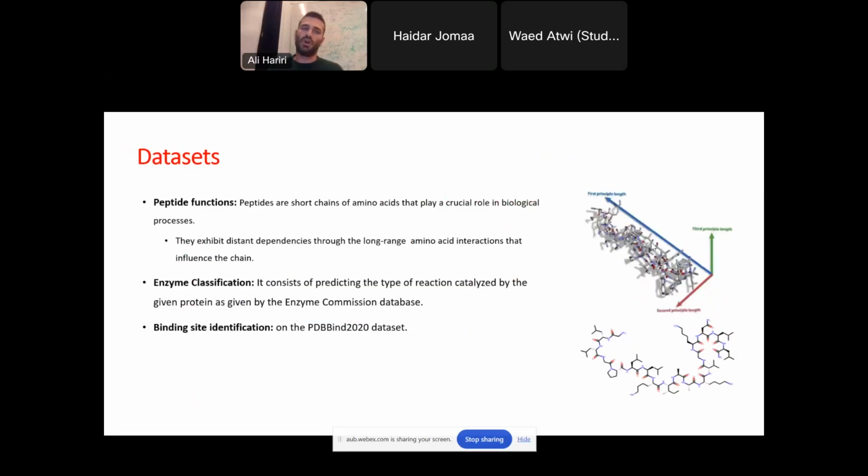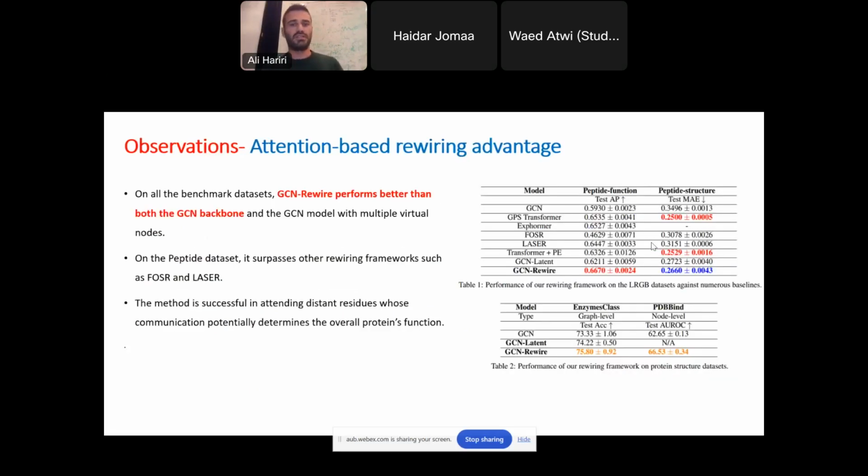This was applied on some peptide datasets, an enzyme classification dataset, and a binding site identification dataset. So it's a combination of graph-level tasks, like peptide function and enzyme classification, and a node-level task, like binding site identification. Because in binding site identification, you either classify the node as belonging to the binding site or not, so it's a node-level task. And these were the results. Basically, if I use GCN rewire compared to GCN latent, I get an improvement in performance, both in classification and regression settings, on the different tasks that I discussed above.